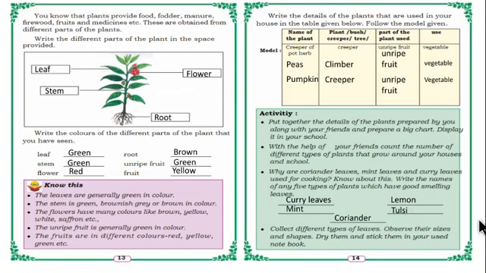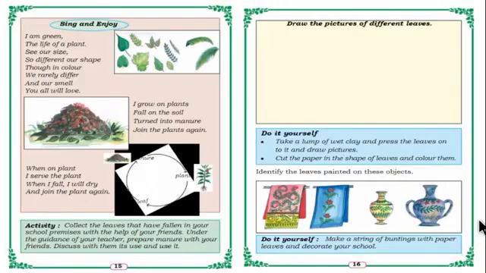So next one, a song is there. I am a green, the life of a plant. See our size, so different our shape. Though in color we rarely differ, and our smell you all will love. I grow on plants, fall on the soil, turn into manure, join the plants again. When on plant I serve the plant, when I fall I will dry and join the plant again.